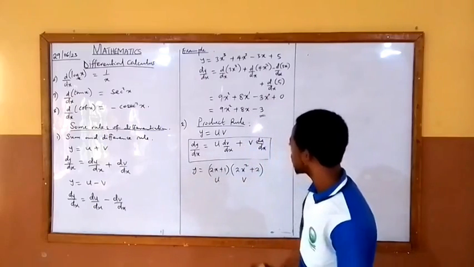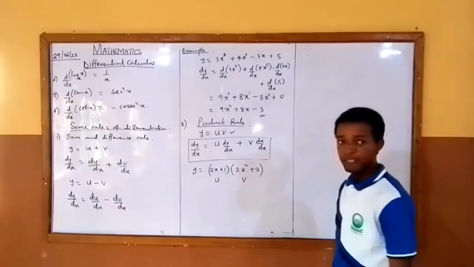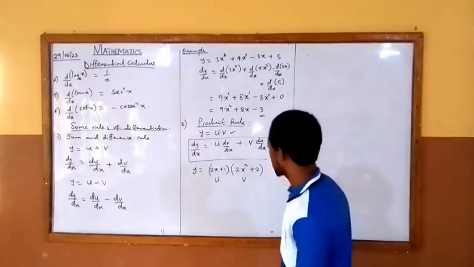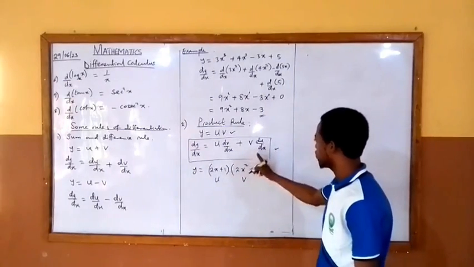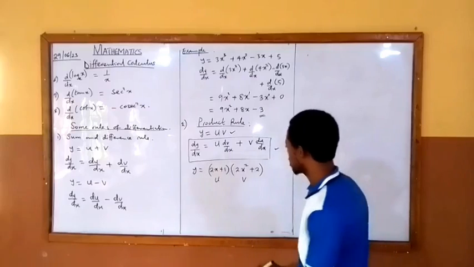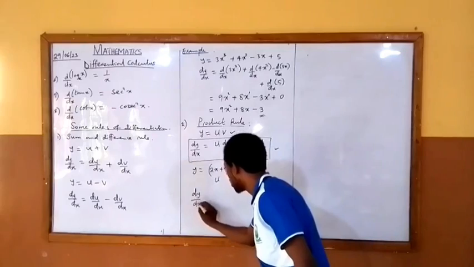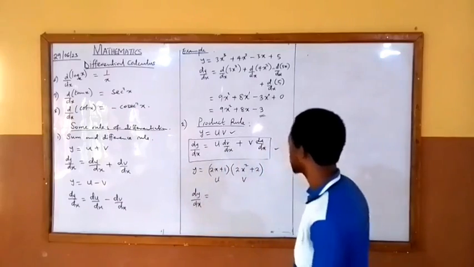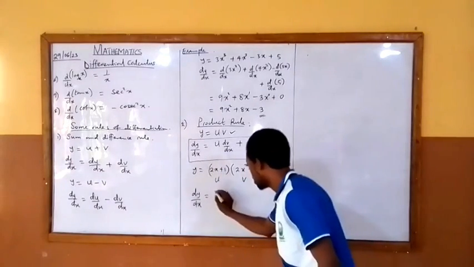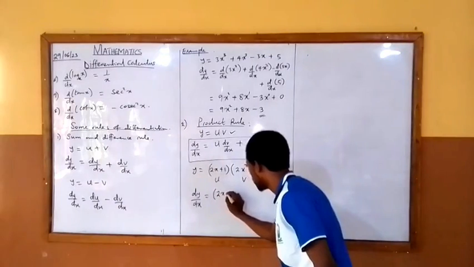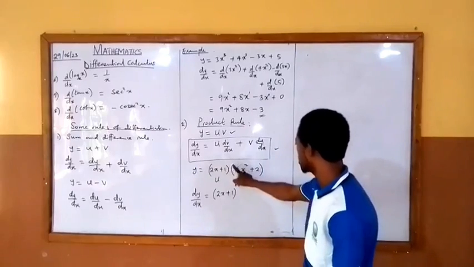So therefore we now have it in the form of y equals uv. And by the time you apply the formula, we have u dv/dx plus v du/dx. Now look at it very well. So our derivative of this function, dy/dx, will now be u. This is your u now. We write u first. That's 2x plus 1. Then the v. Don't forget that this is our v now.